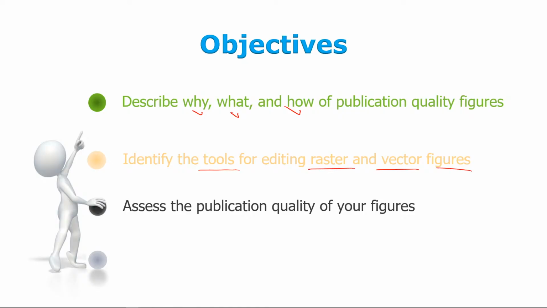vector figures. So there are two types of figure, which we will also learn about. One is called raster and one is called vector. So we will learn what the difference between these two is. By the end of this video, you should be able to identify, oh, this is a raster figure, this is a vector figure. And if I want to edit any of these figures, you should know what tools are out there.